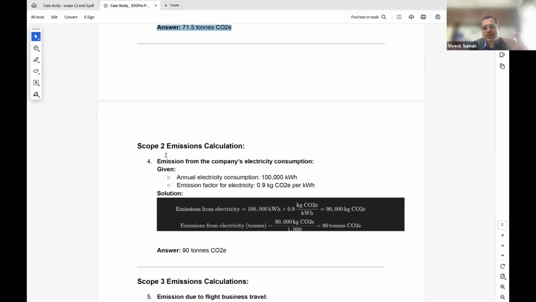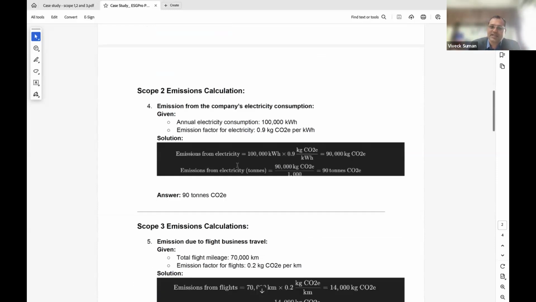Scope 2. When I come to scope, this was another trick side that you have to differentiate between scope 2 and 3. We know scope 2 is what? Purchased electricity, purchased steam, purchased heat. Here we have given electricity consumption, so that is the one. They have consumed 100,000 kilowatt hours.